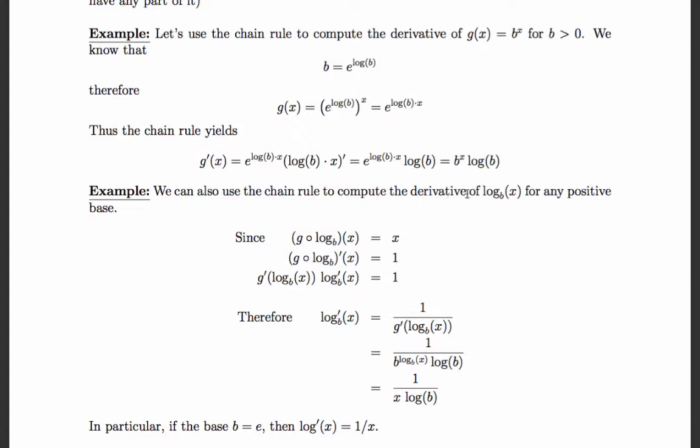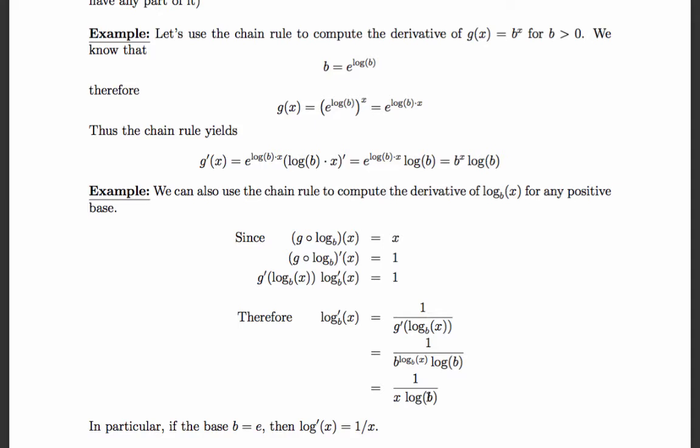Now I know what g prime is. g prime of x is b to the x times log b. So I'm going to evaluate g prime at log b of x. So I get b to the log b of x times log b. That's the evaluation of g prime at log b of x. Now, by the way, b to the log b of x, right? Log b of x says, b raised to what power is x? Well, b raised to that power is x. So I get 1 over x times the natural logarithm of b.